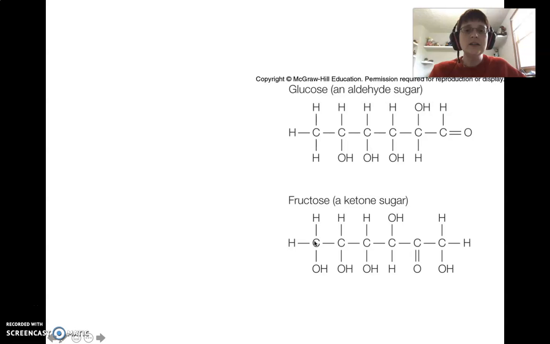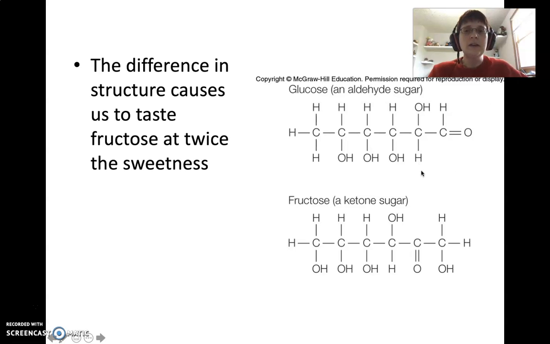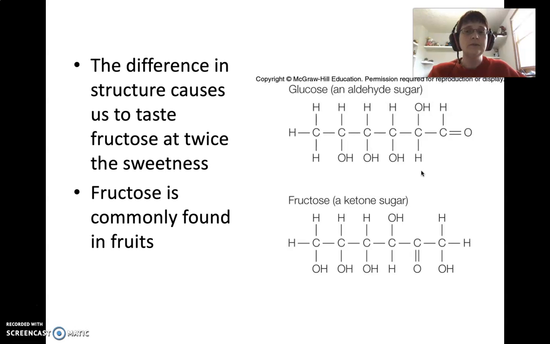So there are the 6 carbons. If you count them up, you'll find that there's the same number of oxygens and hydrogens. But you can see down here on the end, the structure is different, and so these guys are going to fit different. And so that difference in structure causes fructose to be twice the sweetness of glucose. And so, like I said, fructose is going to be commonly found in fruits.